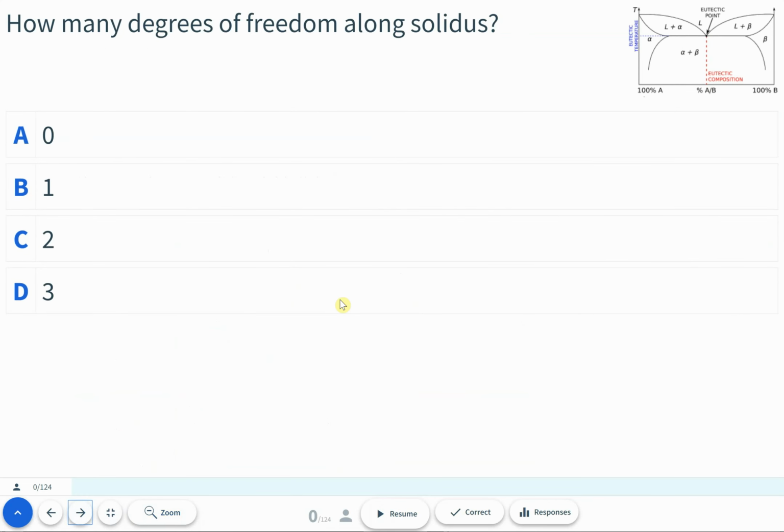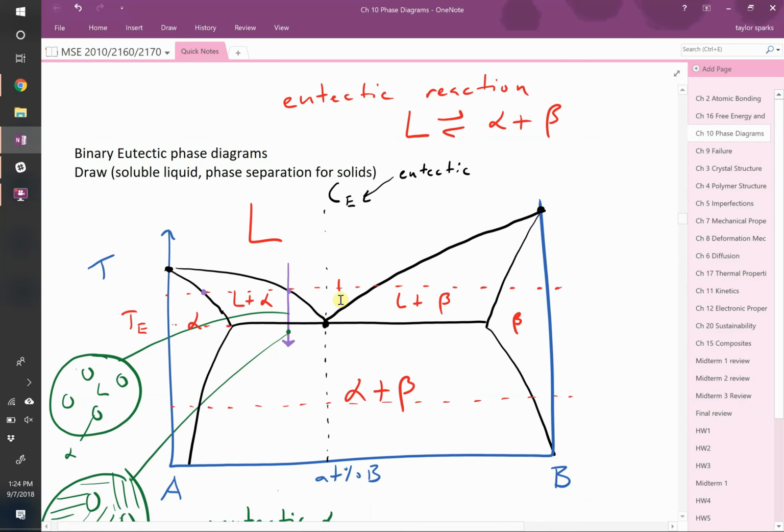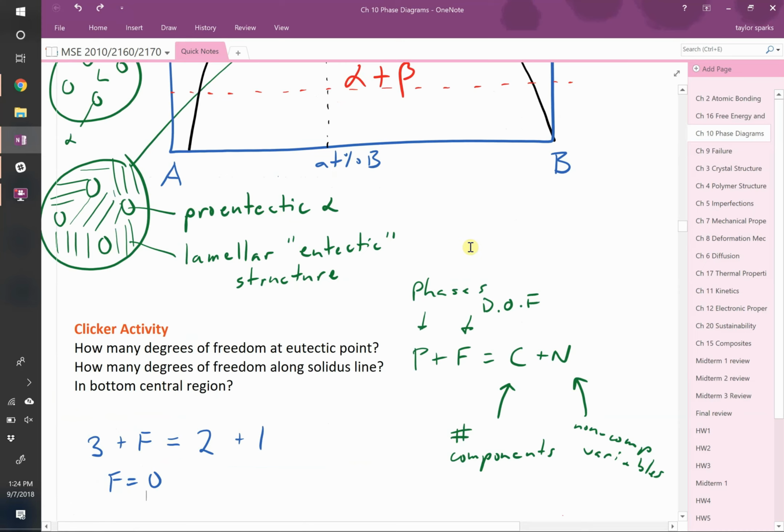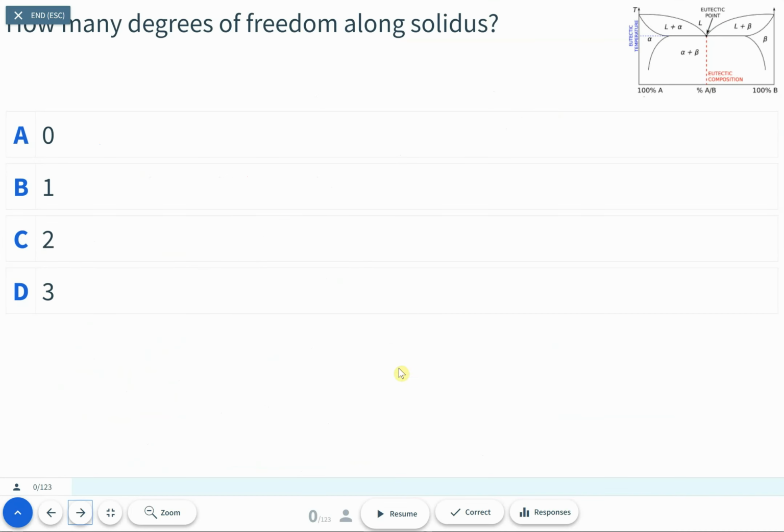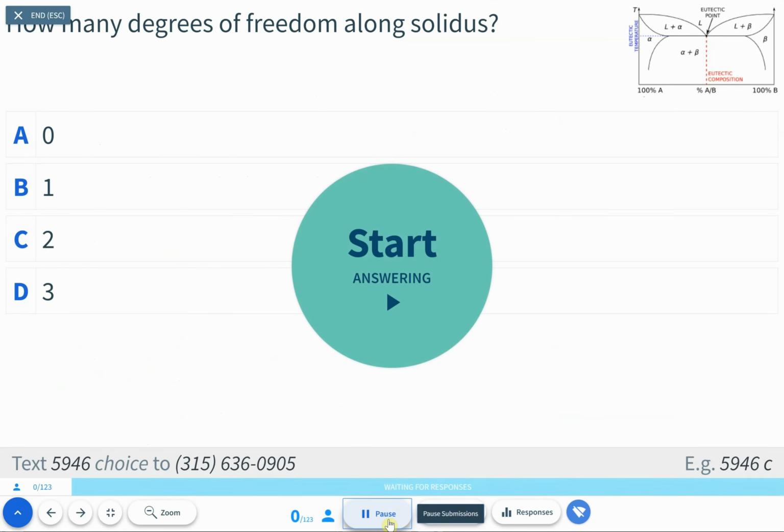All right, how many degrees of freedom along the solidus line? The solidus line is where again? I can't even reach it, but the solidus line is this thing right there. That's our solid. If you can't see that, I'm talking about, like, that's a solidus line, right? Okay? So how many degrees of freedom are there along the solidus line?